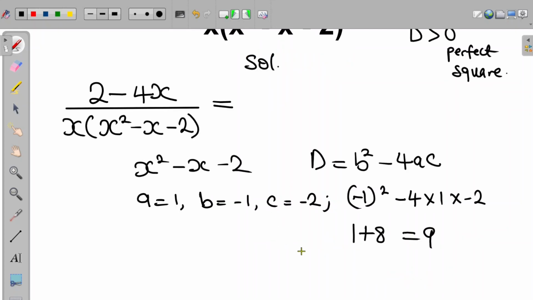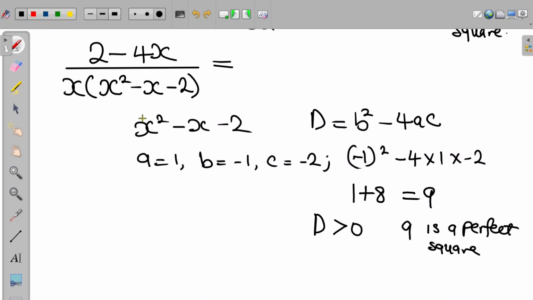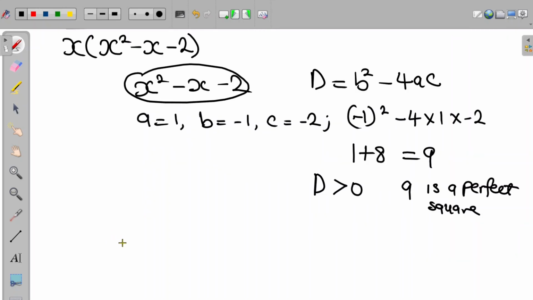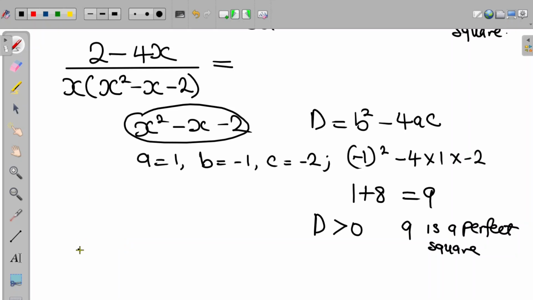Thus, D, which is our discriminant, is greater than 0, and also 9 is a perfect square. Thus, the quadratic expression is factorizable. Now, let us factorize the quadratic expression. So we have x squared minus x minus 2.